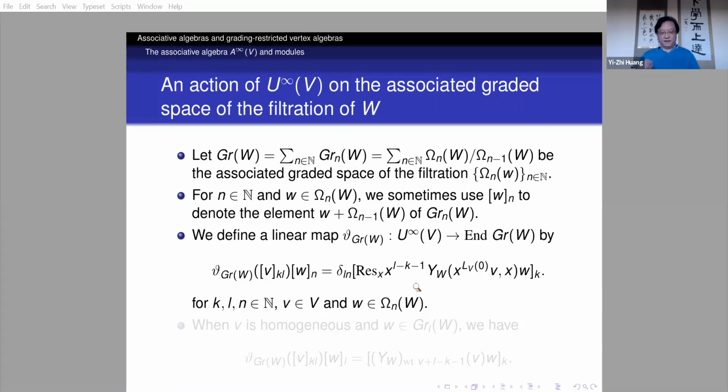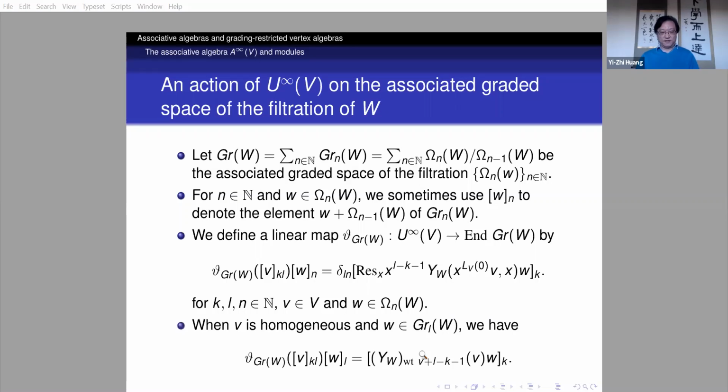But roughly speaking, it's a change of this space, originally from omega L to omega K, because the weight K minus L operator will map omega L to omega K. Okay, so that's the idea. So the idea is very clear. I need to write down this note.